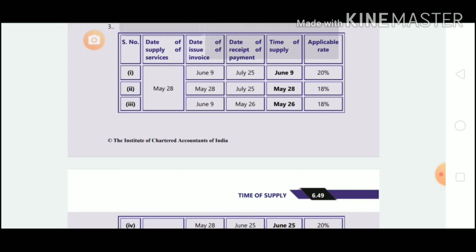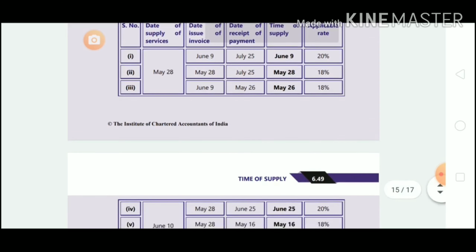Roman 3. Supply of service is taking place before. The invoice is taking place after. Receipt of payment is taking place before change in rate of tax. So two events are before change in rate of tax. So we'll take the old rate and we'll take payment date as the TOS.